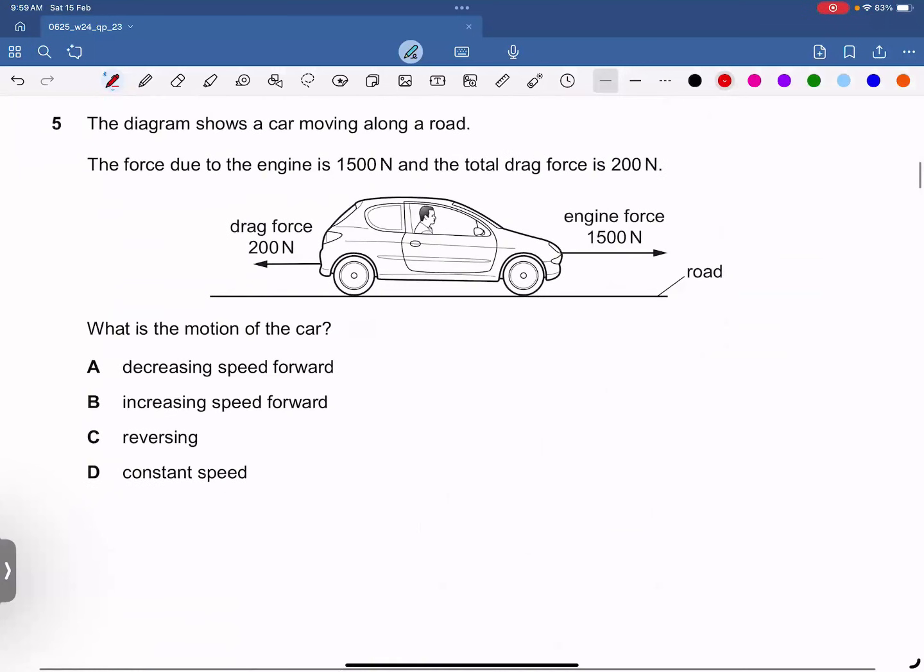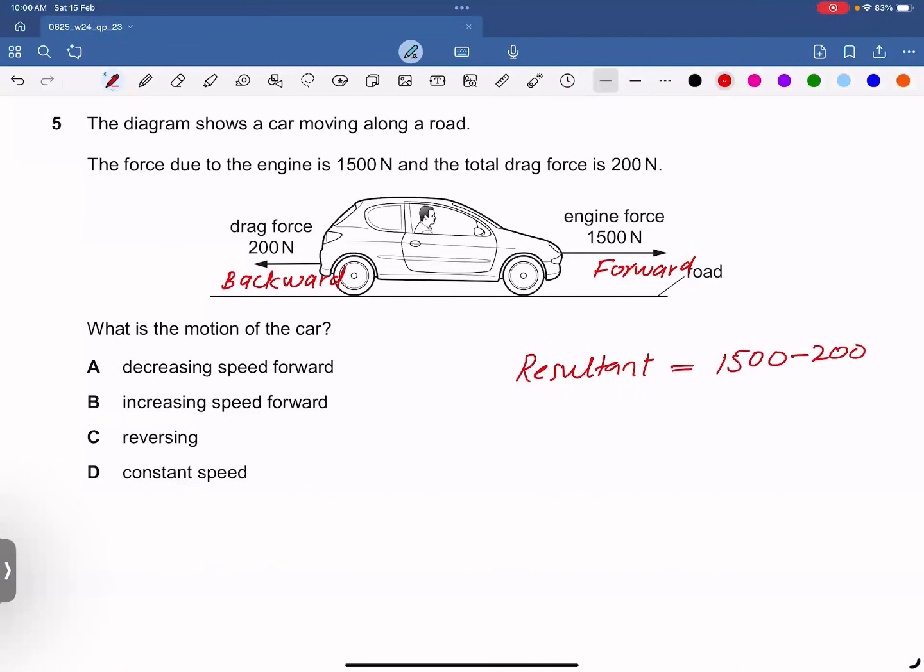The diagram shows a car moving along the road. The force due to engine is 1,500 and the total drag force is 200. So you have the forward force, which is 1,500. You have backward force, which is 200. If you find your resultant force, it is 1,500 minus 200, which is 1,300 newtons forward.